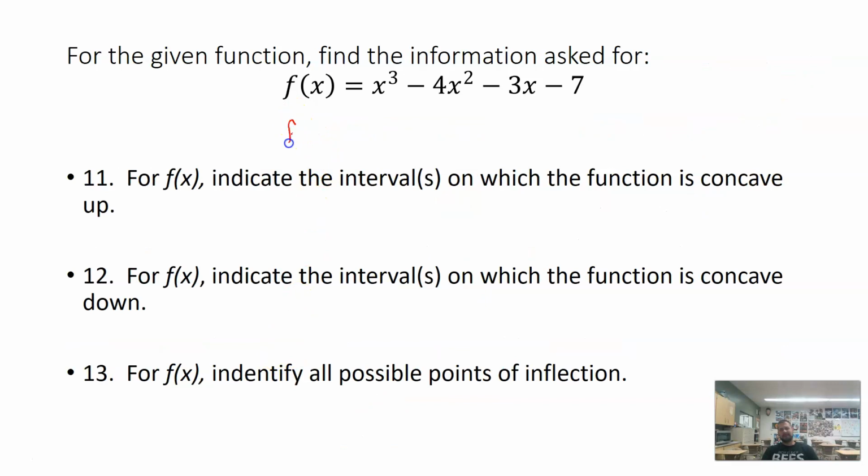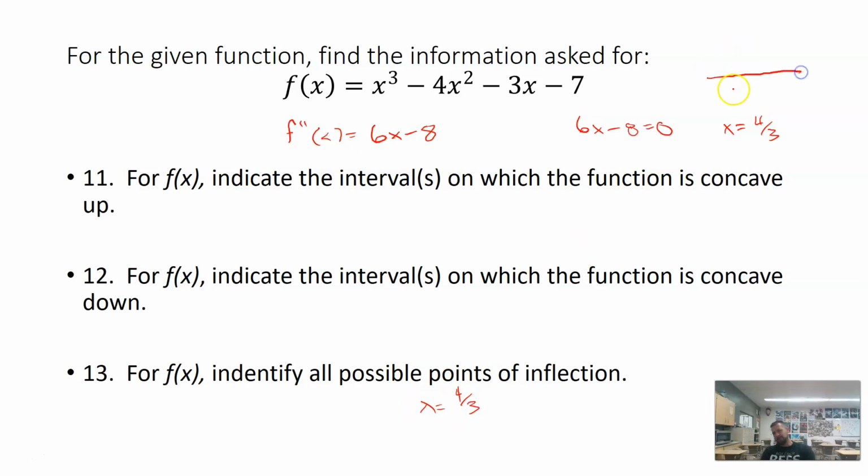For 11, 12, and 13, just like we did before, we need the second derivative. So the second derivative here is 6x minus 8. So what we're going to do to find our possible points of inflection is set that equal to 0. And you can simplify it down. You don't have to, but you get x equals 4/3 or 8/6. So there is a possible point of inflection.